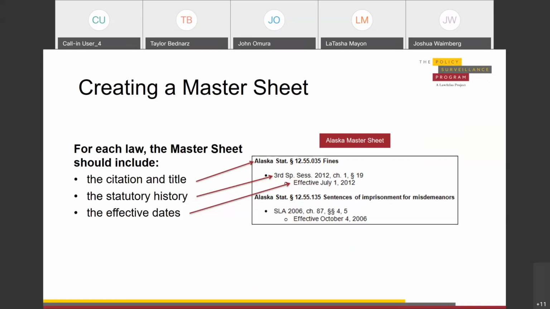Because the longitudinal project is one that tracks the evolution of laws over time, we're going to need to show how this law has changed over the course of time. So we're going to need to collect all the different versions of that law over the course of the project's timeline. Additionally, because of this, longitudinal project master sheets should be organized both hierarchically and chronologically. Each law's statutory history and effective date should be listed in chronological order under each title and citation, so that the legal text can be organized chronologically later in the process.